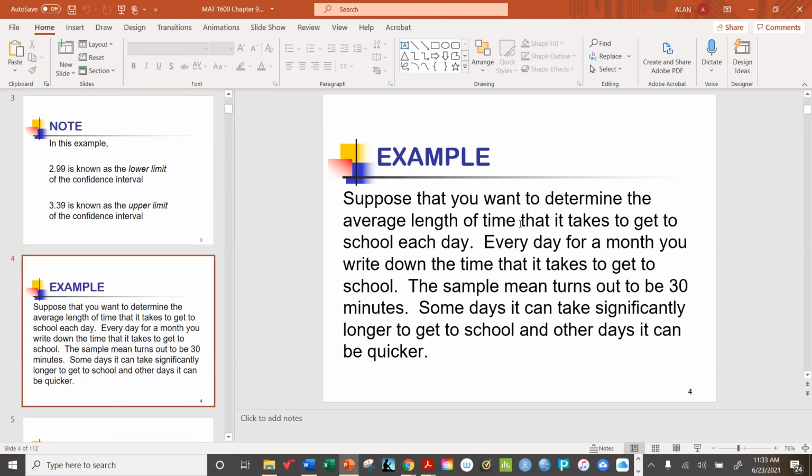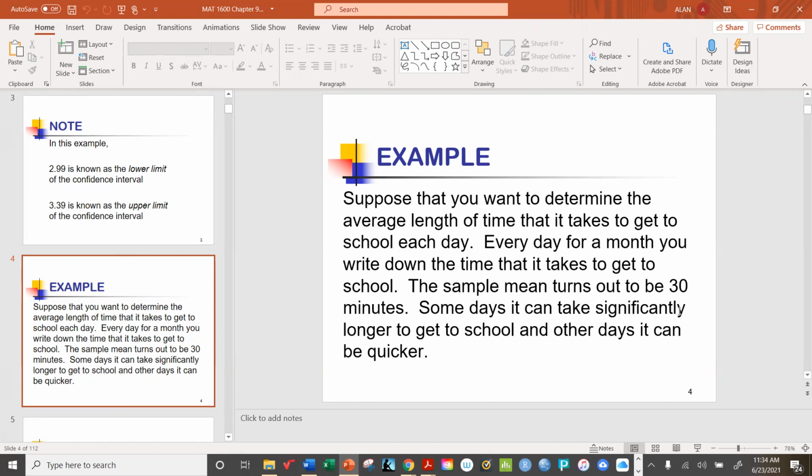Now, here's a quick example of something you may have thought about in your own life. What if you want to determine the average length of time that it takes to get to school every day? So every day for a month, you write down the time that it takes to get to school, and you find out that the sample mean is 30 minutes, but you recognize that some days it took longer than that, and some days it took less time.